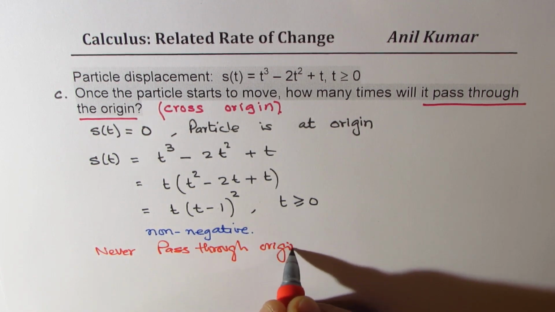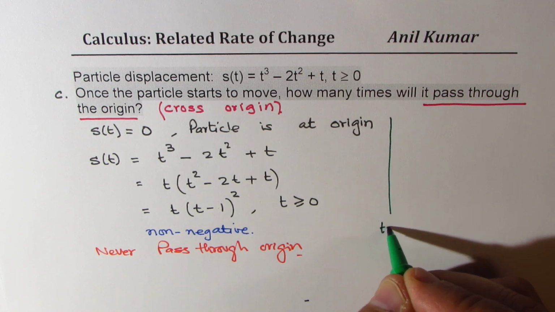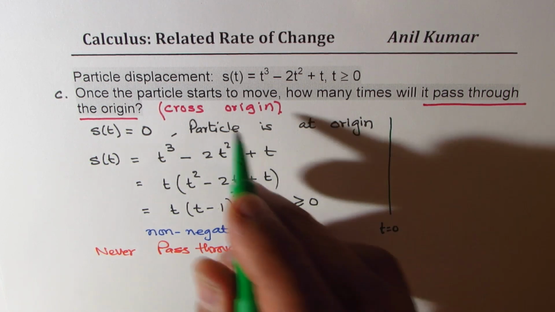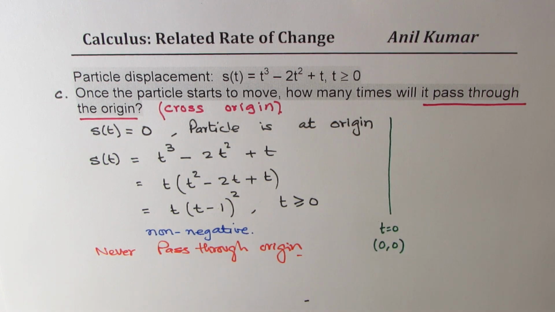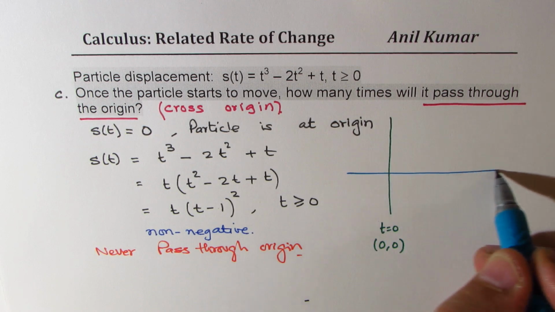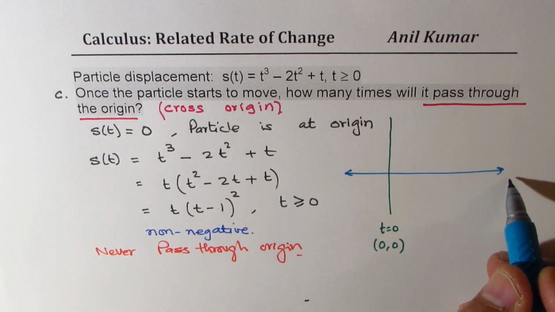It is always non-negative, correct? Now to explain this situation, it is kind of like this. Let us say this is t equals 0, and at t equals 0, we know position is 0, 0. The object is actually moving in a straight line. So it's a uniform rectilinear motion kind of thing, right? It's moving along a straight line.